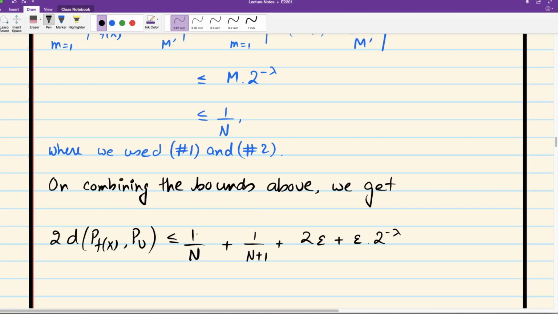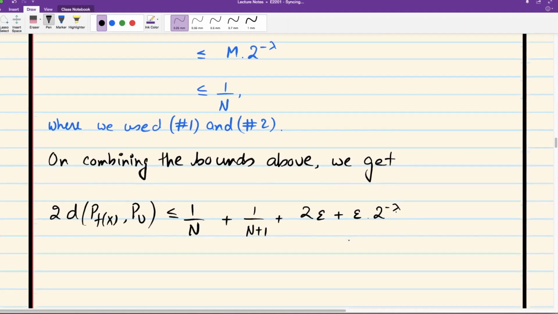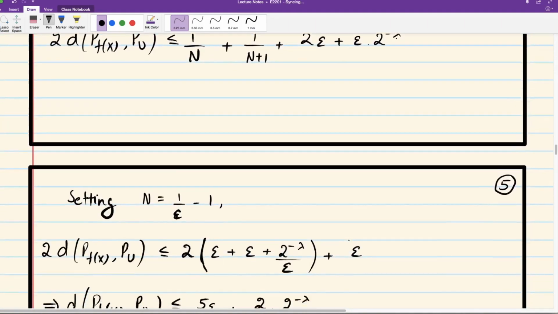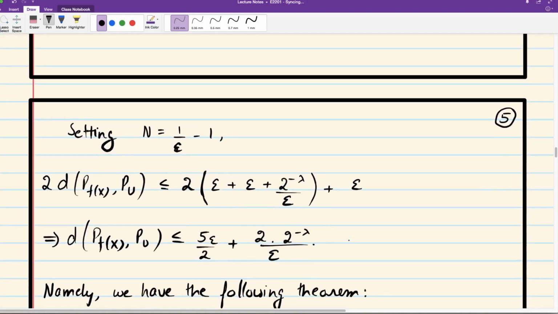So when n is large, that's why we wanted this parameter n, this is small. And when lambda is large, again this is small. That's why we have these two parameters. Okay, you set them large to make this distance small. So we set n to be 1 by epsilon minus 1. Okay, and when you set that, you get this bound.